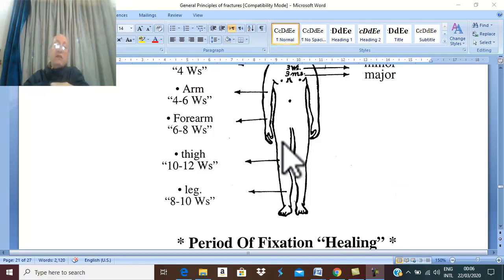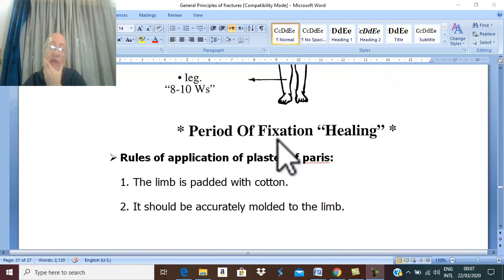If the plaster cast is too lax and the limb moves within the cast, this leads to bone redisplacement and deformity with union in a bad non-anatomical position, which is called malunion. This is the first method for external fixation, and the most popular for fixation, which is POP, plaster of Paris.